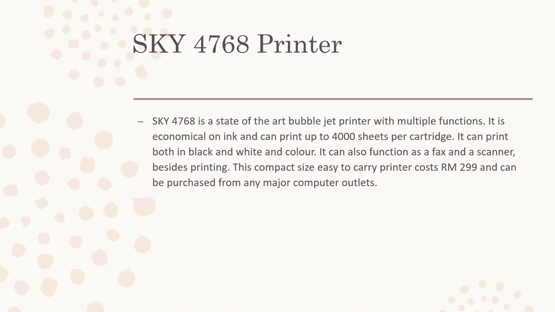So this is another example, Sky 4768 printer. They just describe the benefits, the price, and where it can be found, and then the functions and everything. So that is how you attract others. You sound like a seller, a Shopee seller. But this is how you want to convince others about the benefits, the advantages of something.